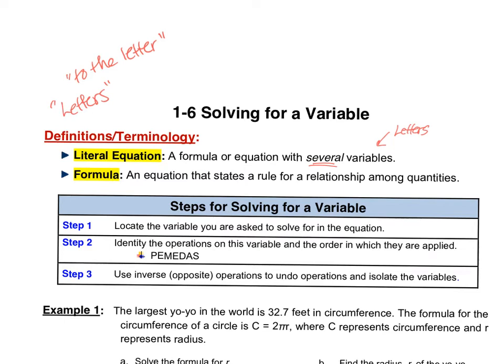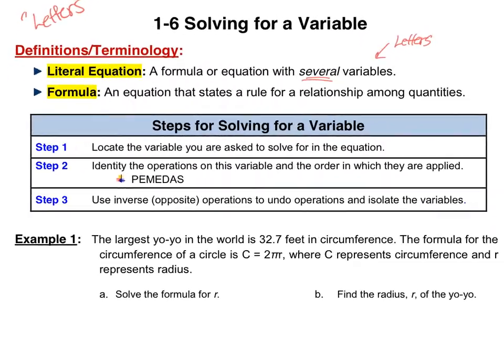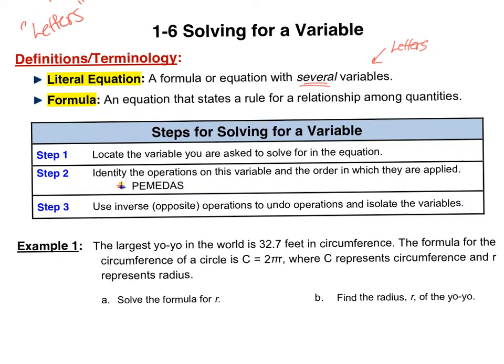A formula is an equation that has a rule or is a rule. It states a rule for a relationship among quantities. Sometimes you guys have seen maybe the circumference of a circle is diameter times pi, or area of a circle, area equals pi times r squared, radius squared. That's a formula where if you know the radius, you would plug it in, multiply it by itself, multiply it by 3.14, and you get the area. That's a formula, or an equation that has a rule or a relationship among quantities.